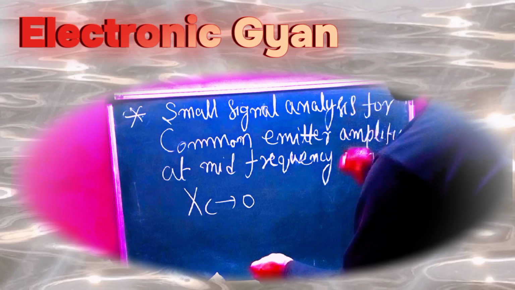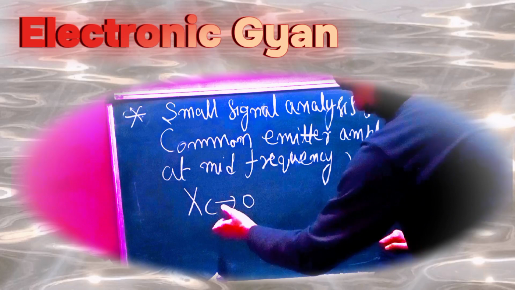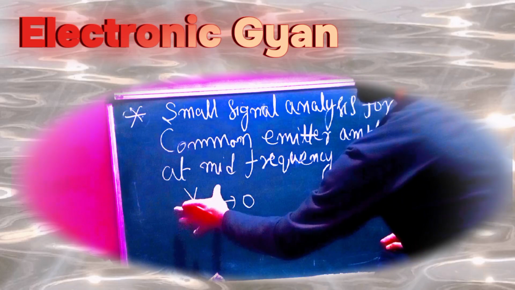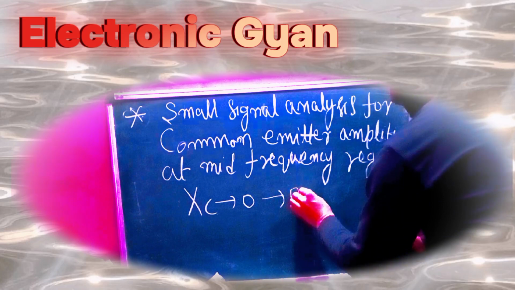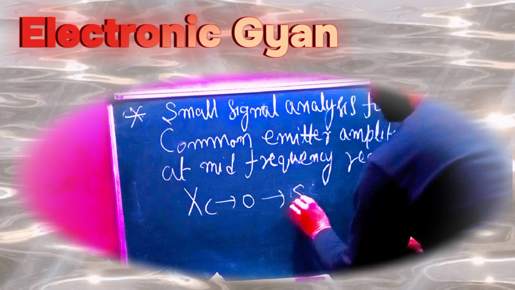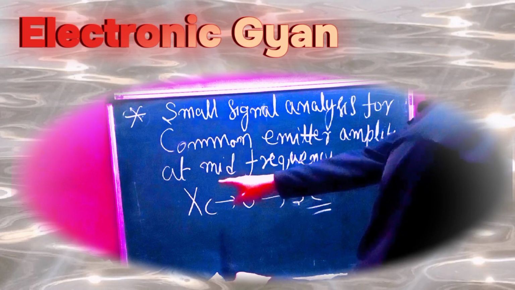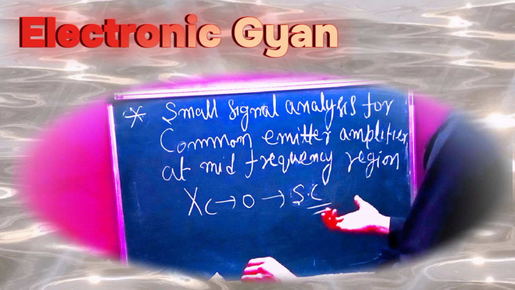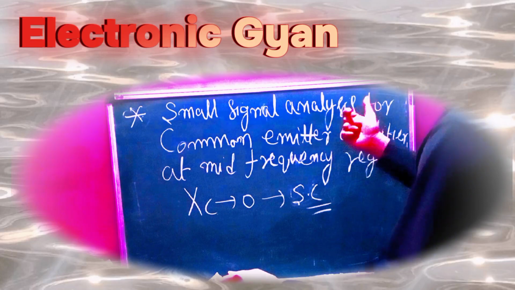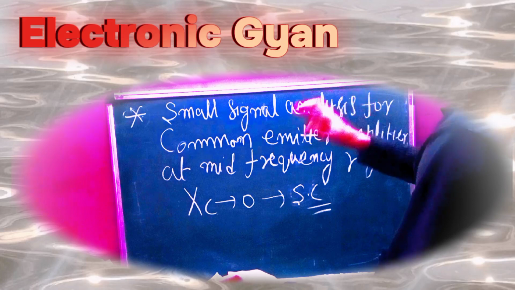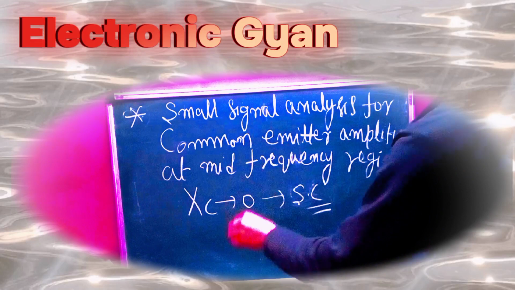In the mid frequency range, the capacitive reactance will approach 0, which implies that it gets short circuited. This means all the coupling and bypass capacitances will get short circuited at mid frequency region. All the internal capacitances of the transistor will remain open circuited, because they come into the picture only at very high frequency, not in the mid frequency region.